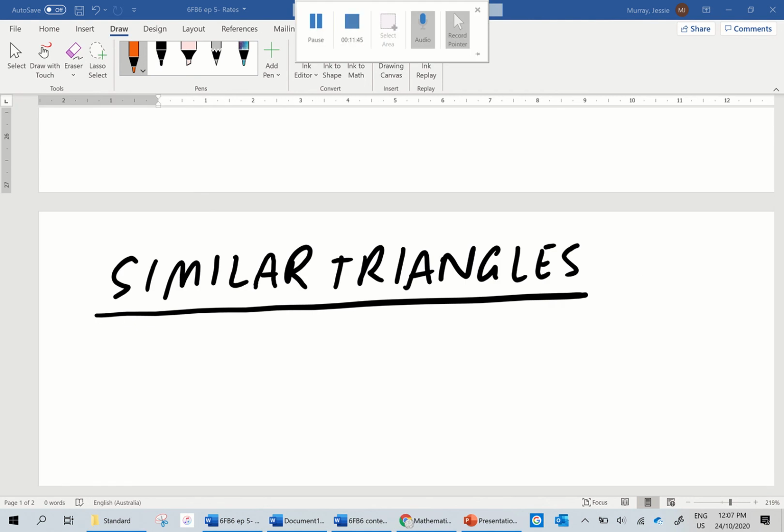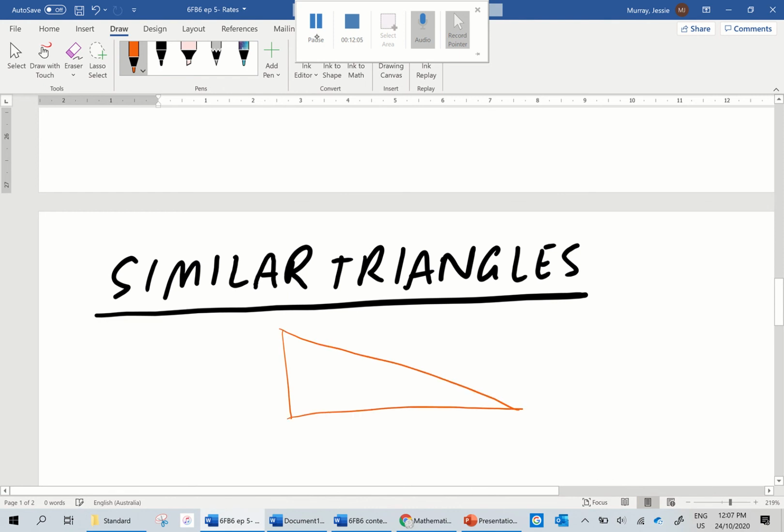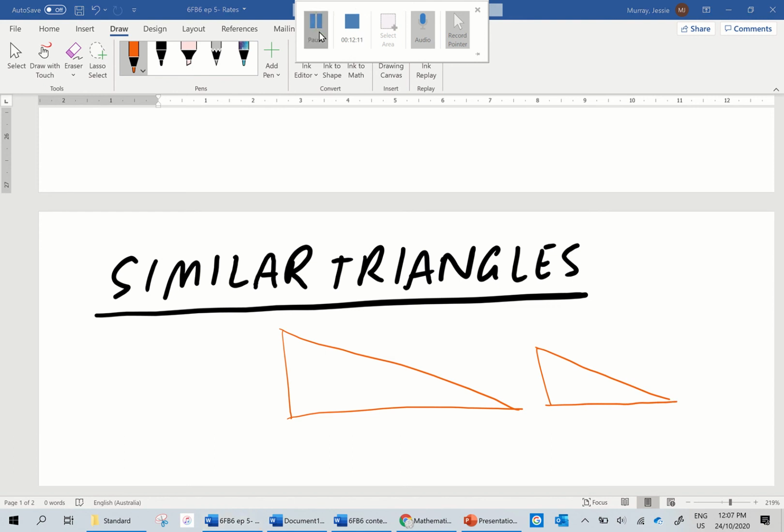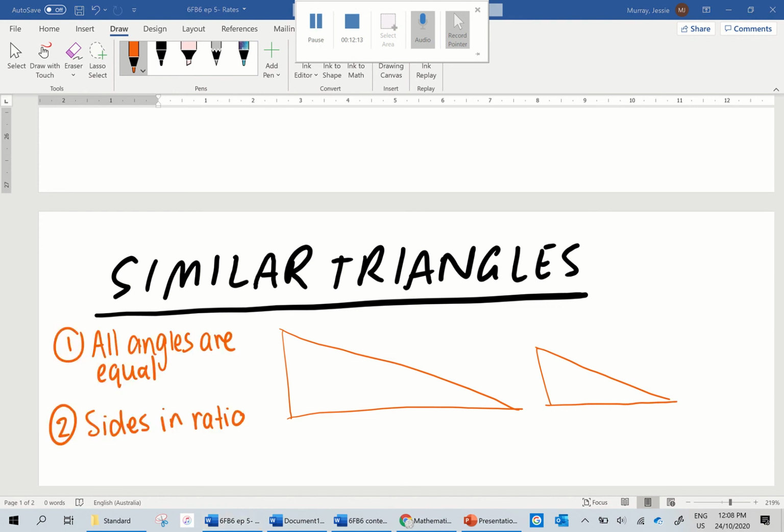The next thing is similar triangles. And again, you don't spend a lot of time looking at each one of these three techniques. They're just applications of rates questions, which you look at a lot of. What I want to remind you, and we talked about this a while ago, is that two triangles are said to be similar if one of two things happen. All the angles are equal, or the sides are in ratio.